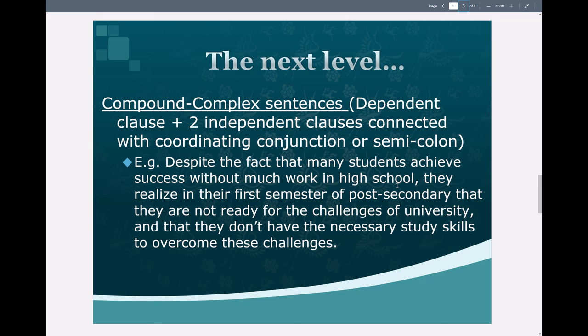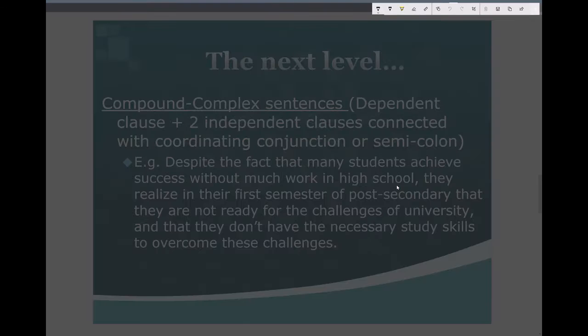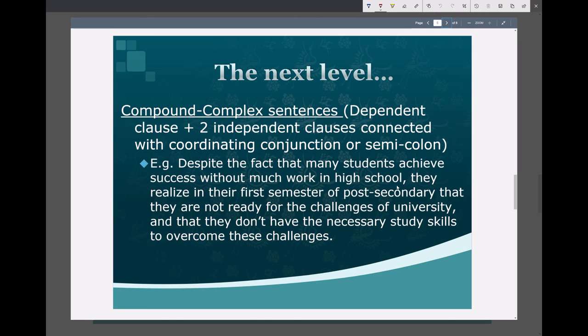A compound complex sentence. Now, according to this slide, the rule goes like this. You need a dependent clause. So, this first clause right here is dependent because it has the subordinating conjunction despite. The fact that many students achieve, this is verb, success, that's the object, without much work in high school.